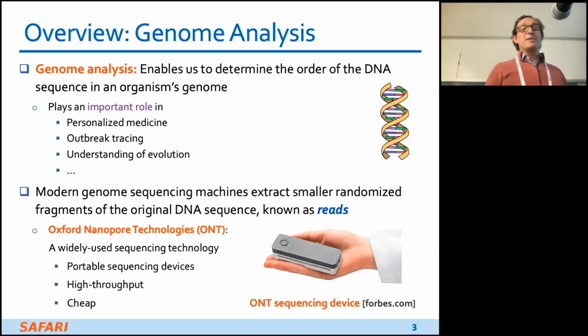But I'm going to focus especially on this ONT sequencing device because we've been working on trying to make genome analysis more embedded and portable. And there are a lot of restrictions over here, clearly. But this is a portable sequencing device. It's high throughput. It's cheap. You can get it for $1,000 or so.